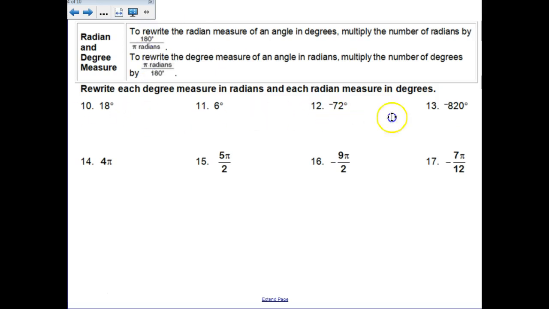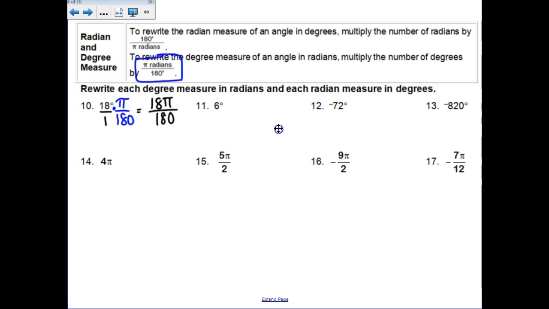Well, these are all degree measures in the top row, and we're going to convert these to radians by simply multiplying by pi radians over 180 degrees. Now, I'm going to leave the labels totally off of my work. I'm just going to put the pi over 180 part. So on your paper, please multiply 18 by the fraction pi divided by 180. And I don't want you to do any math yet. I just want you to push this fraction together. So this ends up being 18 pi divided by 180.